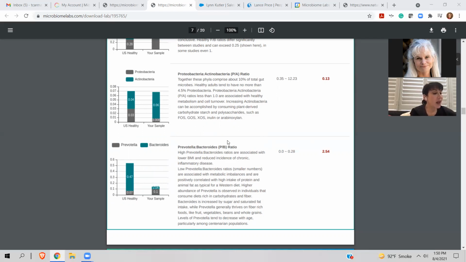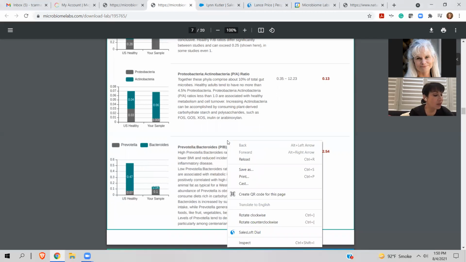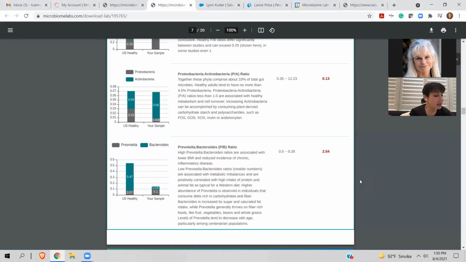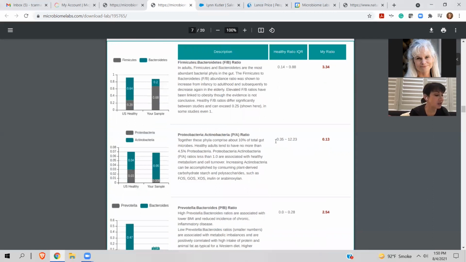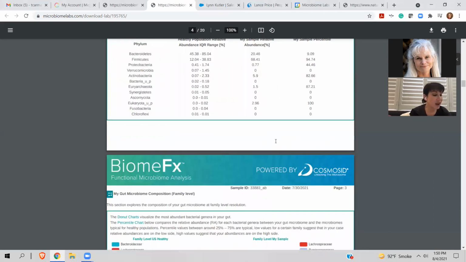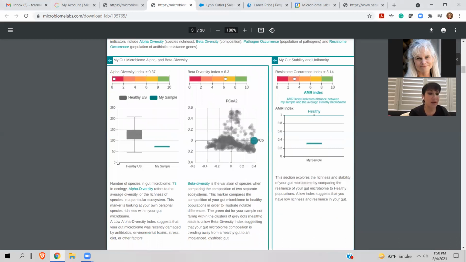Okay. And then could we just briefly go back to page 1, the beta diversity index? It's just off because there's nothing in the gut. Is that right? Right. So here's the descriptor. The alpha diversity looks at the average diversity richness of the species in a particular ecosystem. So a low alpha diversity index, like what he has, suggests that the gut has recently had some antibiotics, environmental toxins, extreme stress, or something else going on.